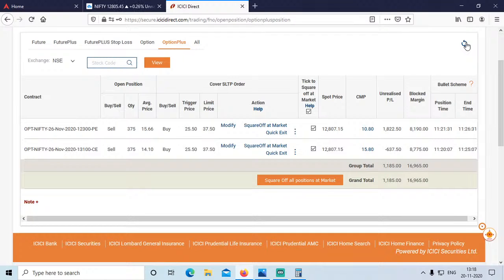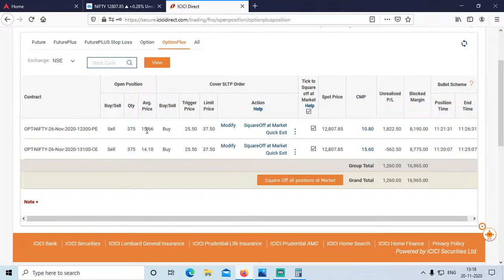Notes are only 20 rupees irrespective of number of lots. For a short strangle, margin required is around 13,000 rupees. Okay, thank you. So 20 rupees irrespective of number of lots is very good. If you are able to do this similar kind of trading, that is good.